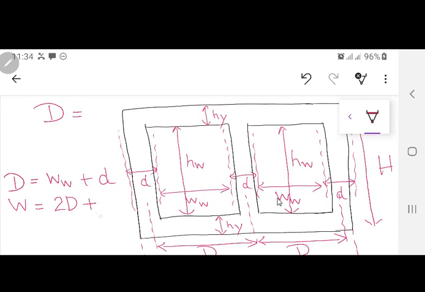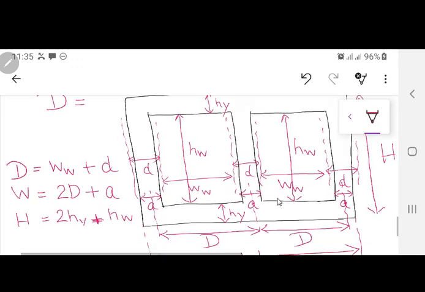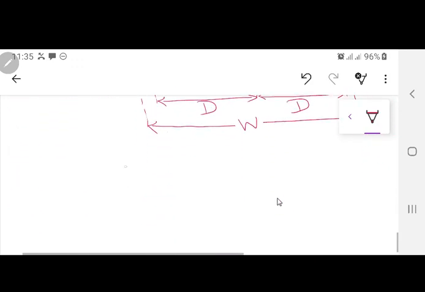And then I have the height, which is equal to 2 times HY plus HW. It's almost the same, nothing fancy about it. Please understand the difference between D and A. What is D and A, for those who are still confused on this one?